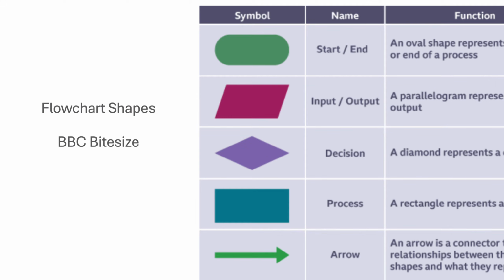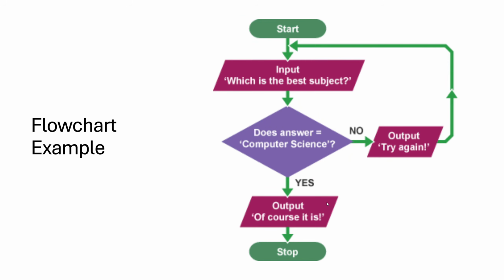Here is the example of the shapes in a flowchart. I copied this from the BBC Bitesize website. So these are the shapes that you would use. As I said before, the oval is start and stop, the parallelogram is input and output, the diamond is decision, the rectangle represents a process, and the arrow just shows the flow of where things should be going. And here we have an example of a flowchart.